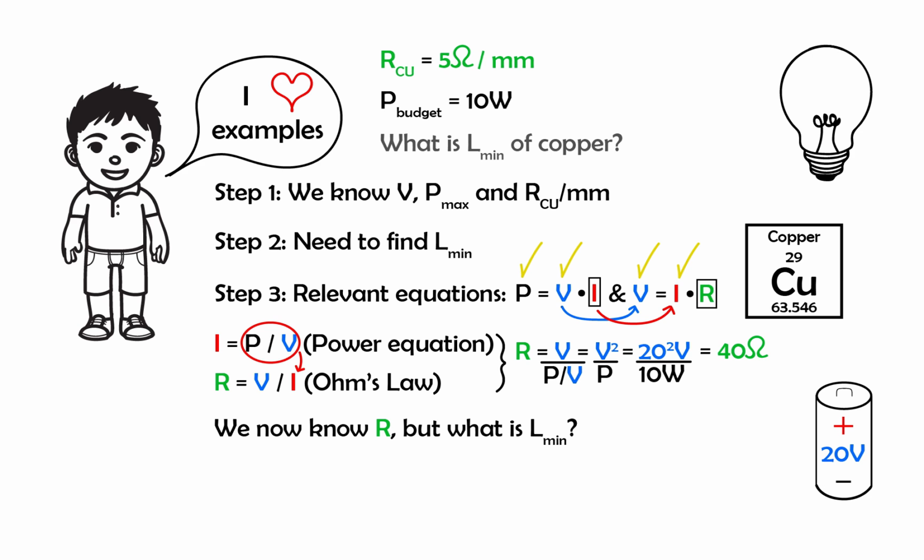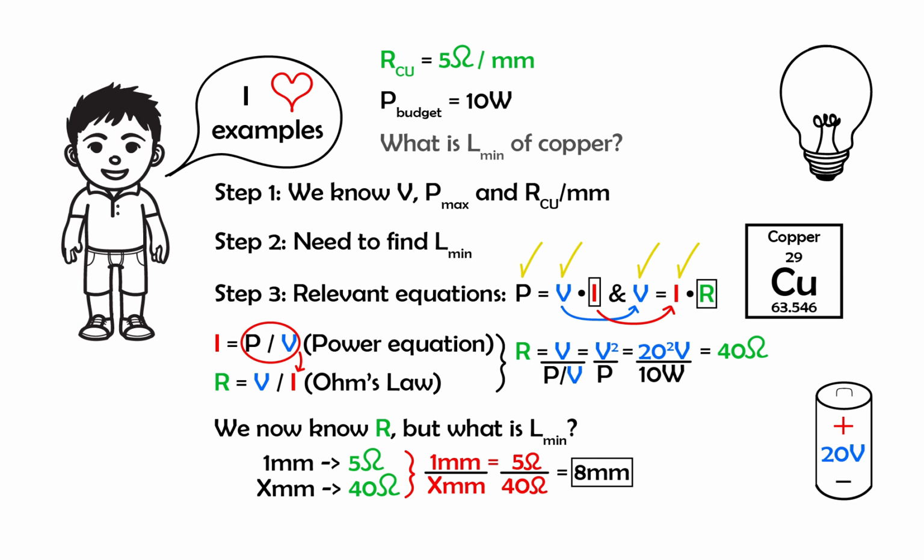We know the resistance now, but the question is asking for the length of wire that will yield 40 ohms. Since 1 millimeter of wire gives 5 ohms, how many millimeters will give us 40 ohms? The easiest way to solve this problem is to write it using fractions and then solve for the unknown length. 1 millimeter divided by x millimeters equals 5 ohms divided by 40 ohms. Then x equals 40 times 1 millimeter divided by 5 ohms. So the minimum length is 8 millimeters.